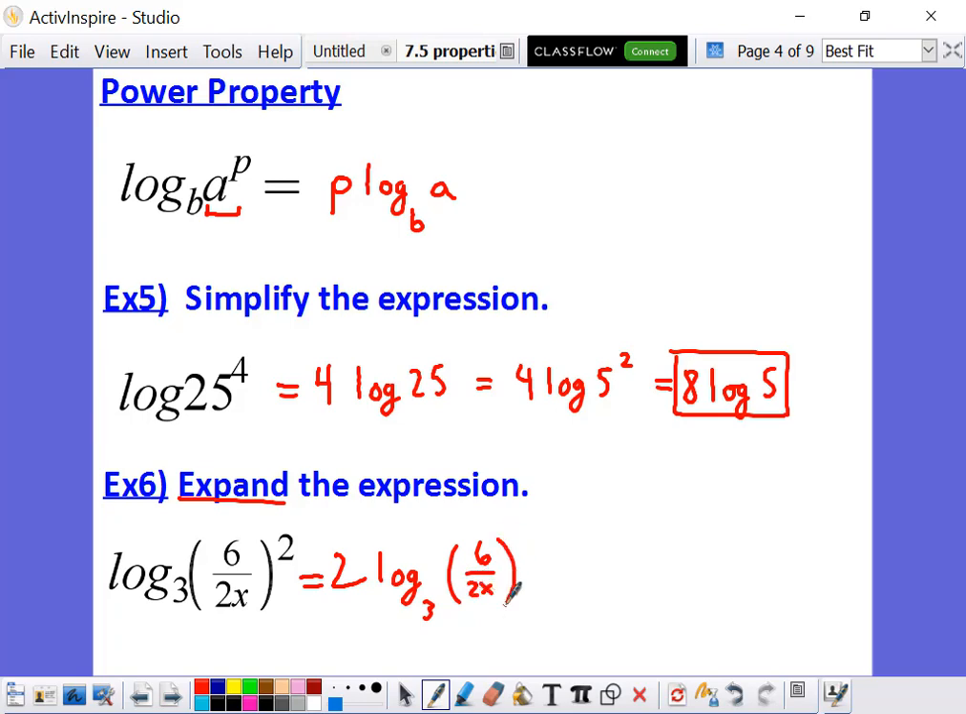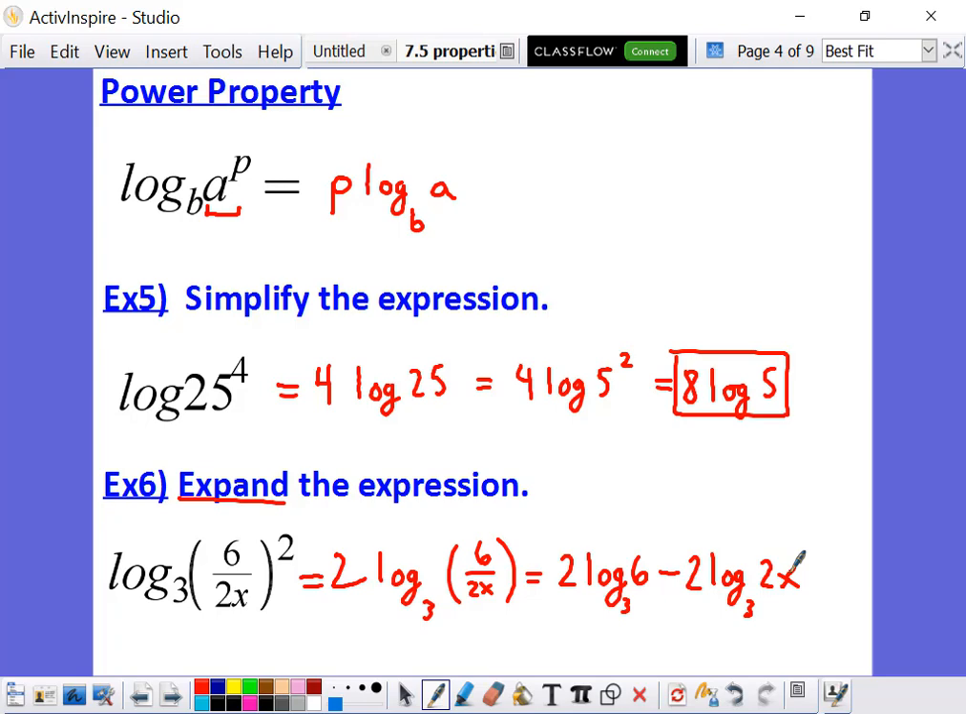Then what I'm going to do is I'm going to apply the quotient property here because I have 6 divided by 2x. But don't forget that everything is being raised to the second power here. If you look back at the original, everything's being squared. So every log that we write needs a times 2 in front of it. So this becomes 2 times log base 3 of 6, minus, because it's quotient property, 2 times log base 3 of 2x.